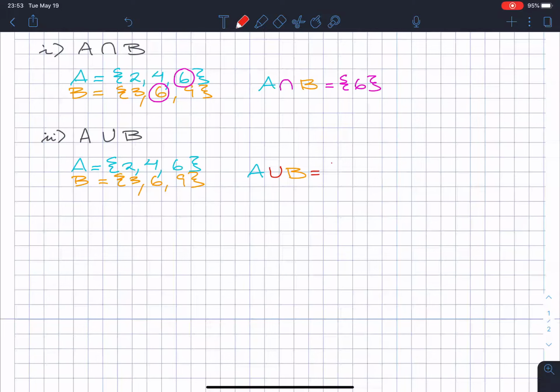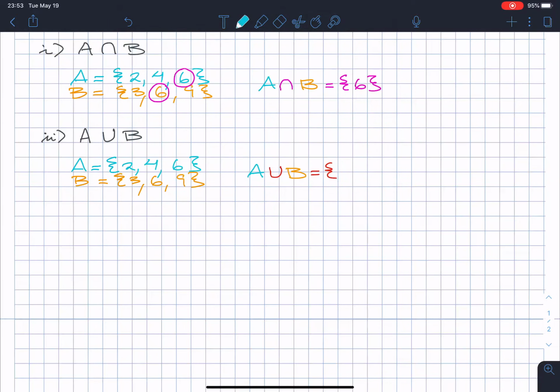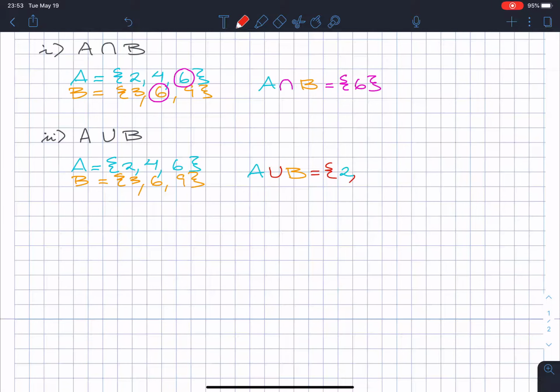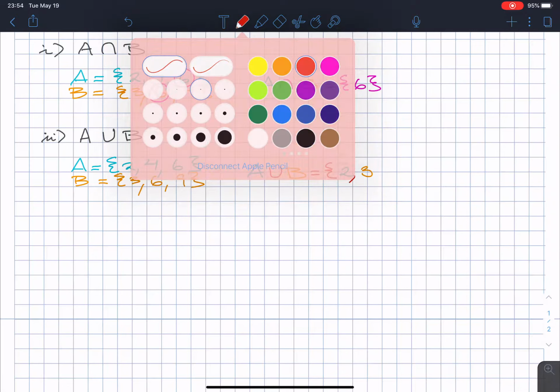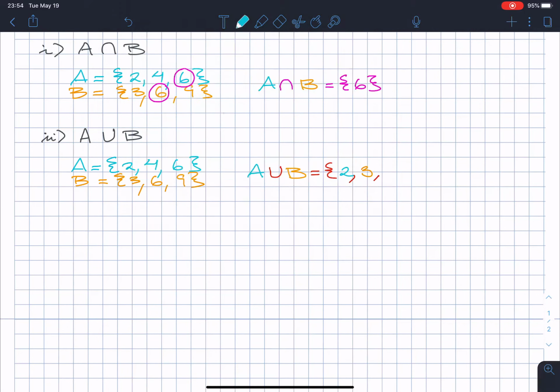So what's in either A or in B? Well, we have 2 that's either in A or in B, namely in A. We have 3 that's either in A or B, namely in B. We have 4 that's either in A or B, namely in this case A.